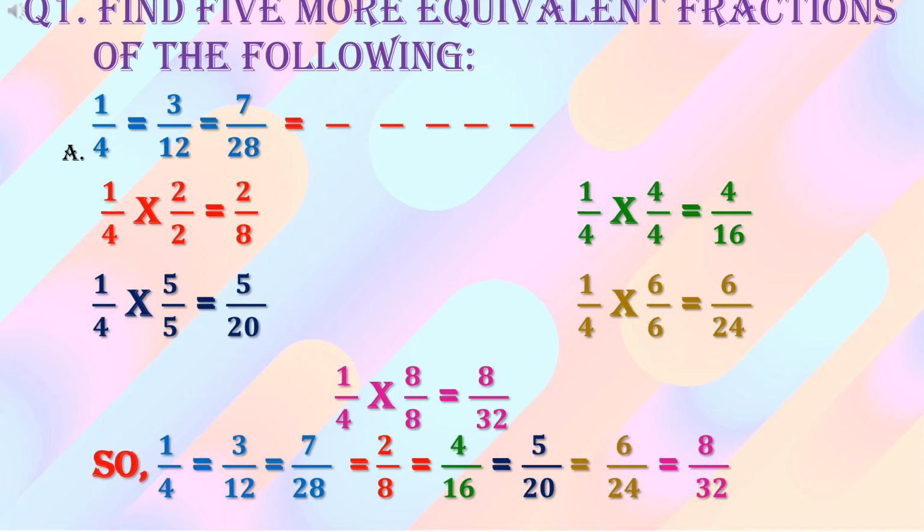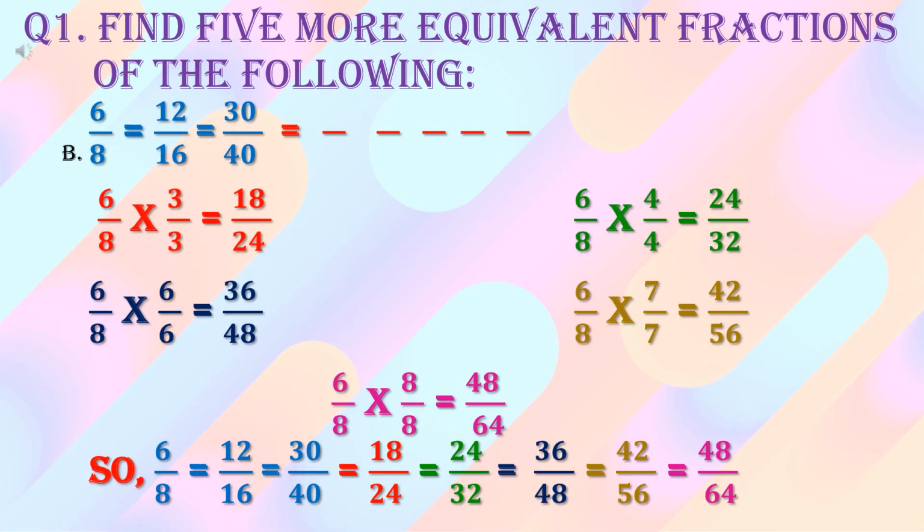And for the fifth equivalent fraction, we will multiply 1 upon 4 by 8. So, numerator 1 will be multiplied by 8 and in result we will get 8, and denominator 4 will be multiplied by 8 and in result we will get 32 because 4 8s are 32. So, in result we have got 8 as numerator and 32 as denominator, and the fraction is 8 upon 32.